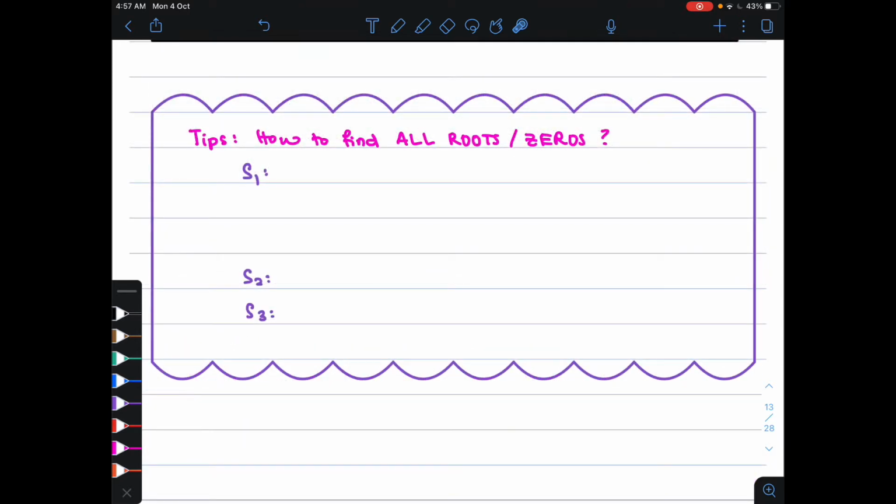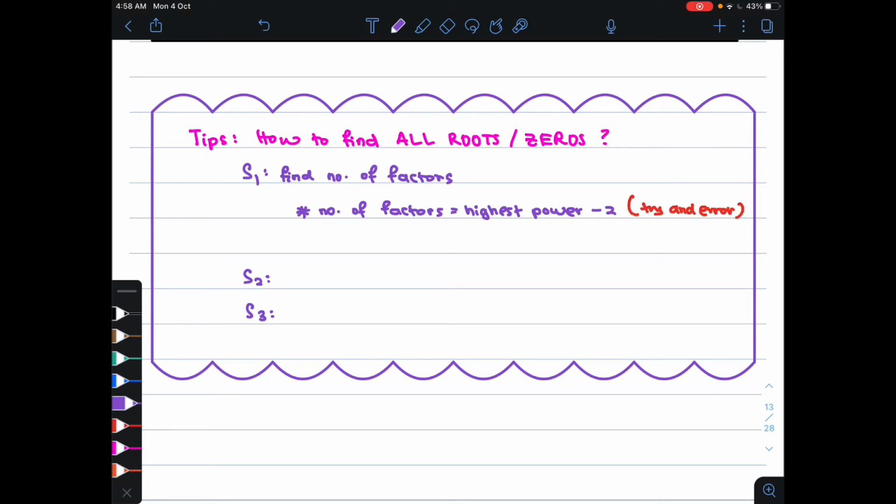If the question asks you to find all roots or all zeros of a polynomial p(x), there are 3 steps. The first step is to find the number of factors. Note that the number of factors is highest power minus 2. And then you find the factors using trial and error. And then you list down your factors, and these factors will become your d(x). The second step is to do the long division, and the third step is to factorize completely.